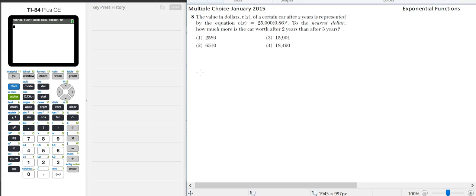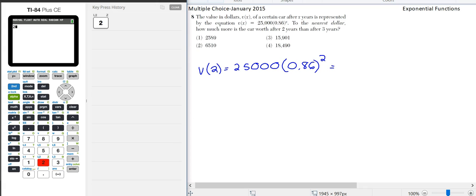So we know that this is an exponential function because we have a variable in the exponent. And we want to know how much more this car is worth after 2 years than after 3 years. So we have to see how much it's worth after 2 years, how much it's worth after 3 years, and what the difference between them is. So let's evaluate v of 2. v of 2 is equal to 25,000 times 0.86 squared.